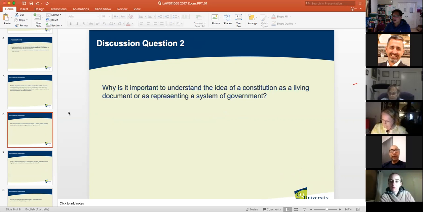This was alluded to earlier, and I'm sorry, I'm very bad with names. Why is it important to understand the idea of a constitution as a living document or as representing a system of government? And if somebody would care to answer, could you kindly explain what the three senses are by which we can understand what a constitution is? Otherwise, feel free to answer the second question straight away. Anyone would like to give a go? I'll have a go.